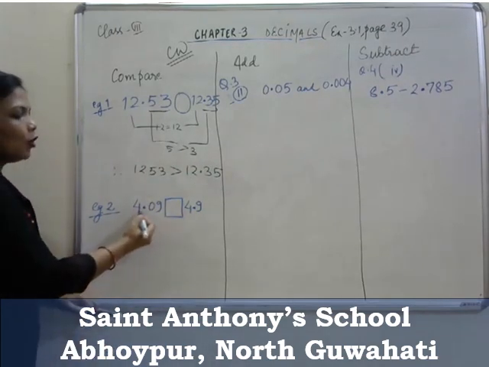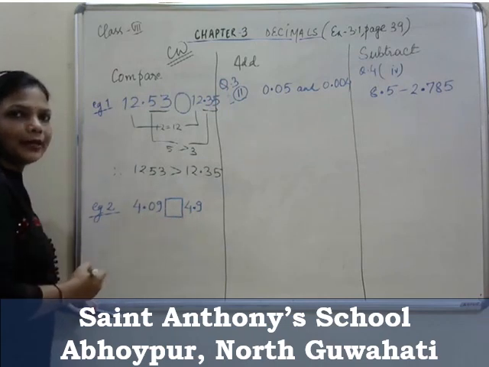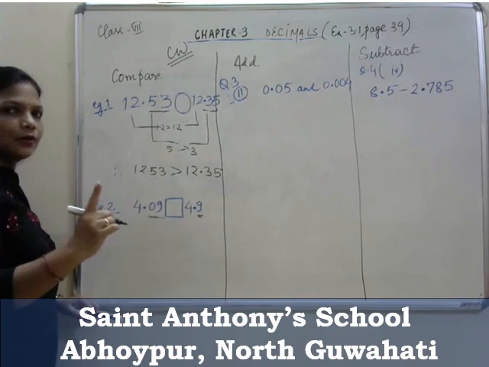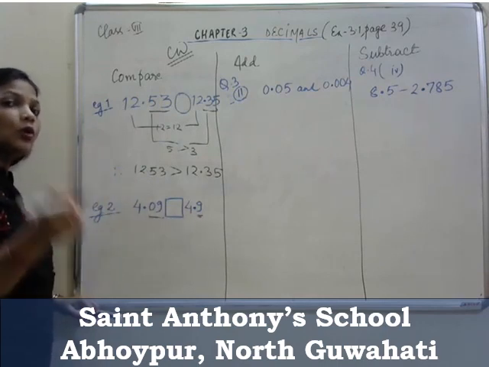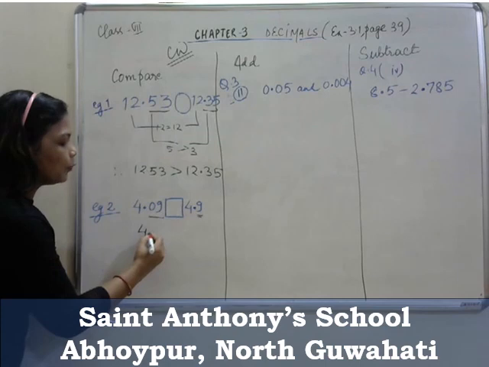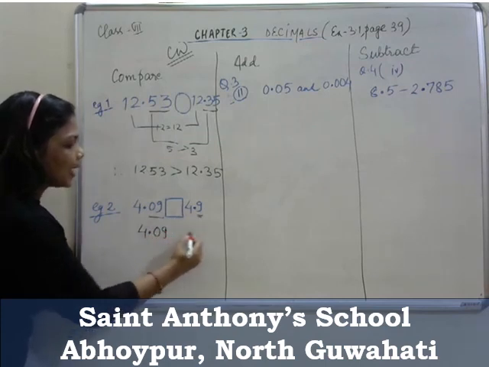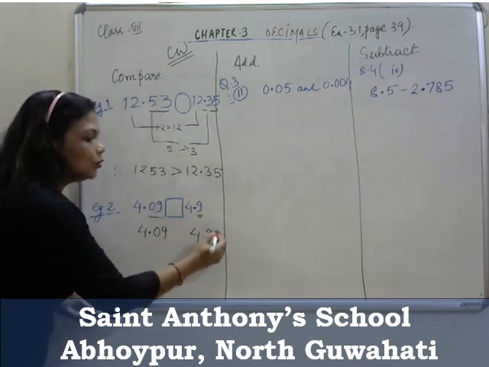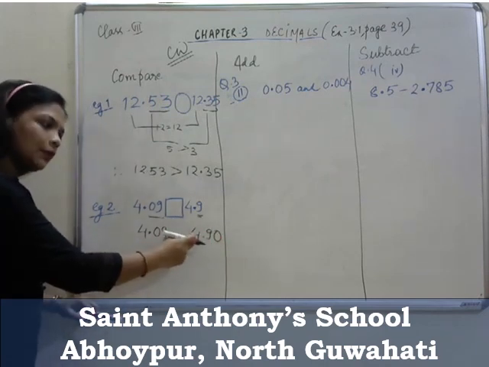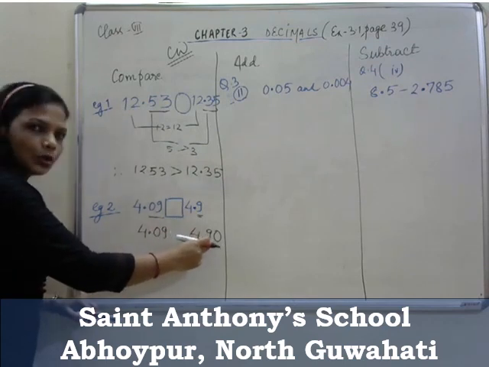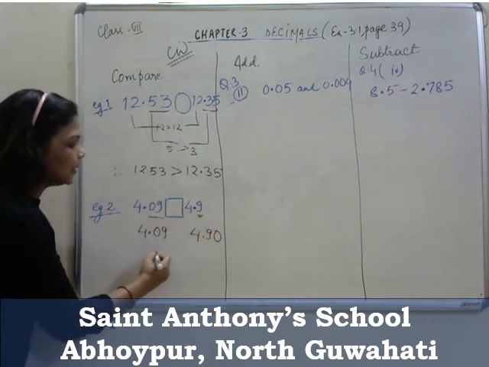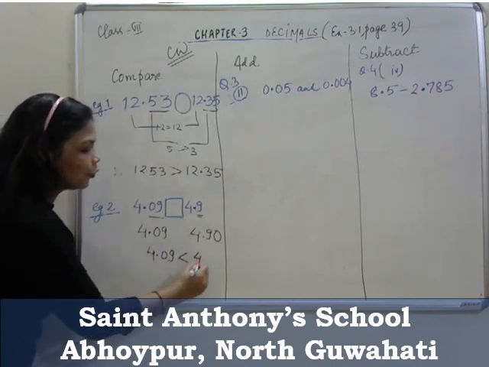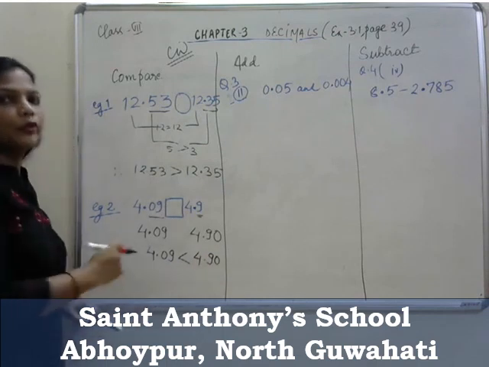Second question, 4.09 and 4.9. Now if you see, here you have 2 digits and here only 1 digit is there. So what we will do, we will change them to like first. 4.09 and 4.9. What I will do? I will add a 0. Now 4 and 4 are same. Fine. 0 and 9. So 9 is greater than 0. So obviously 4.09 is less than 4.90.